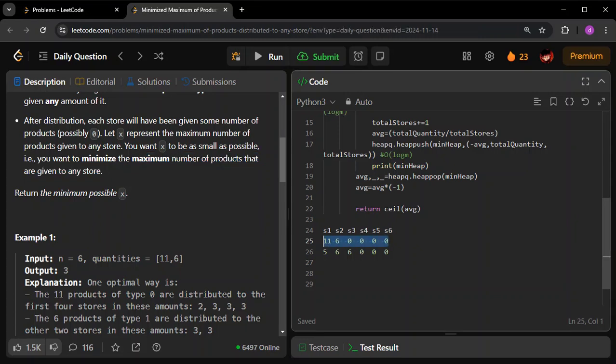Okay, so what I did now, I distributed this 11 among two stores. One itself and the other one is this. So what is the answer now? The answer now is going to be 6. If you find the answer at this particular step, it is going to be 6. Still there is an option to simplify it further.